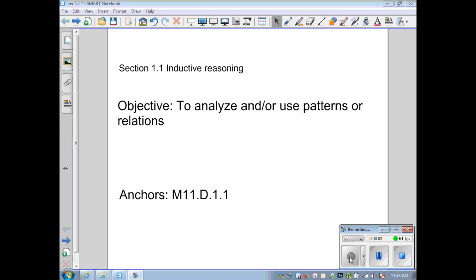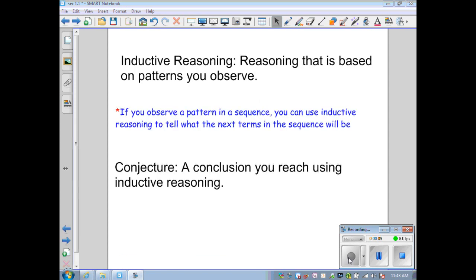Section 1.1, Inductive Reasoning. To analyze and use patterns or relations. Let's start by defining inductive reasoning. This is reasoning that is based on patterns you observe. In other words, this is based on your past experiences.